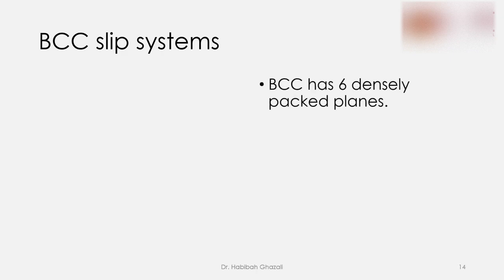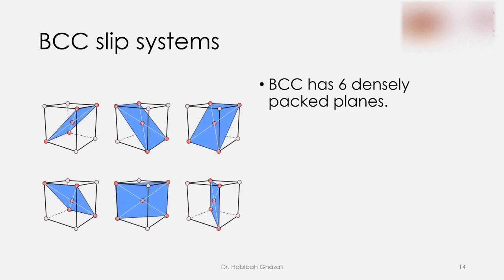So for BCC crystal structure, it has 6 densely packed planes. If I bring back the unit cell of BCC, these 6 planes are all densely packed if we compare to the other planes in this crystal structure. You're not comparing to FCC, we're just comparing to the other planes in this unit cell. So these blue color planes are all densely packed if we compare to the other planes in this unit cell.